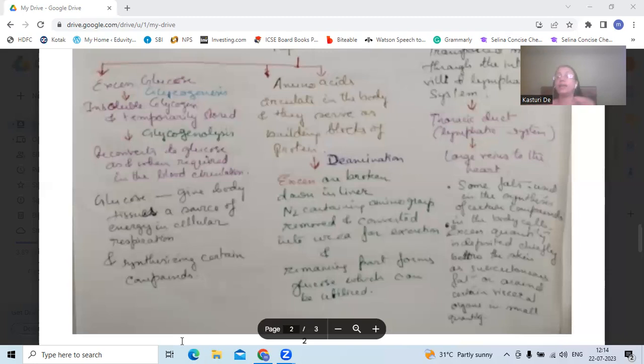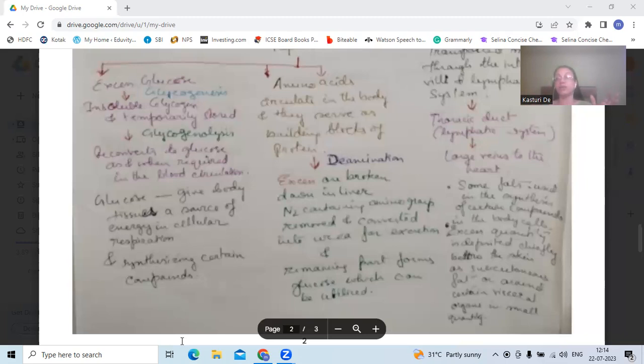Now, by deamination, the excess amino acids are broken down in the liver, and the nitrogen-containing amino group is removed and converted into urea for excretion. The remaining part forms glucose, which can be utilized. See, from amino acids, again, glucose can be made.